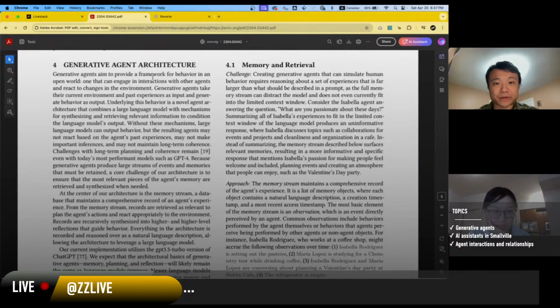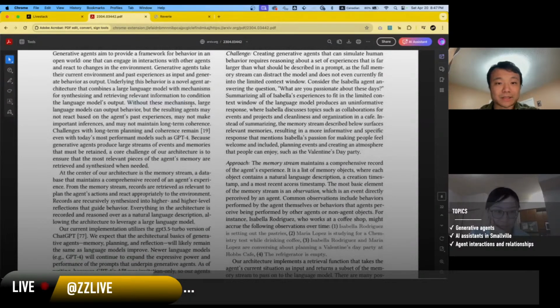Generative agents aim to provide a framework for behavior in an open world, one that can engage in interactions with other agents and react to changes in the environment. Generative agents take their current environment and past experiences as input and generate behavior as output. Underlying this behavior is a novel agent architecture that combines a large language model. Without these mechanisms, a large language model can output behavior, but the resulting agents may not react based on the agent's past experiences, may not make important inferences, and may not maintain long-term coherence.